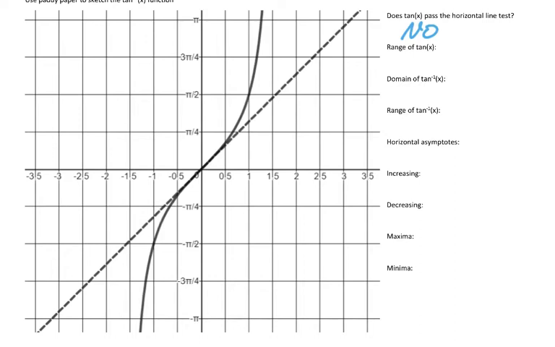Remember that the range of the original becomes the domain of the inverse. So the domain of inverse tangent is going to be all reals. And then the vertical asymptotes are going to become the horizontal asymptotes of the inverse tangent function. So looking at some plotted points, there'd be one here at 1 and pi over 4, and at -1 and negative pi over 4. It's going to look something like this.